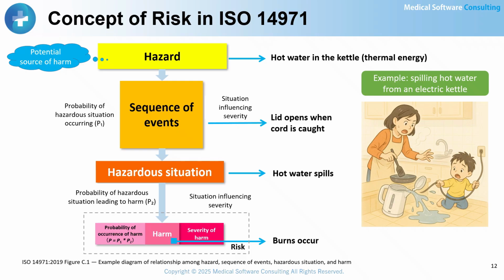Someone trips over the power cord, the lid opens, and hot water is spilled. This is the hazardous situation. However, being in a hazardous situation alone does not yet mean that harm has occurred. Harm occurs when someone touches the spilled hot water and suffers a burn injury.